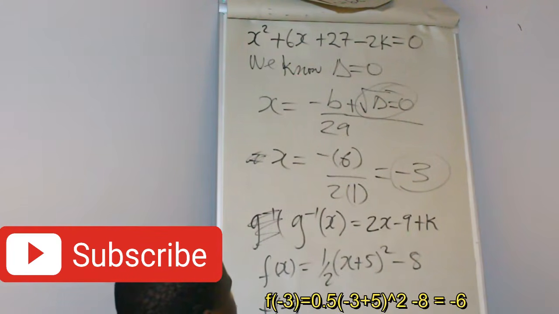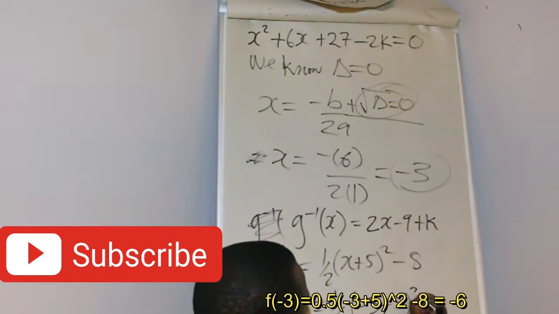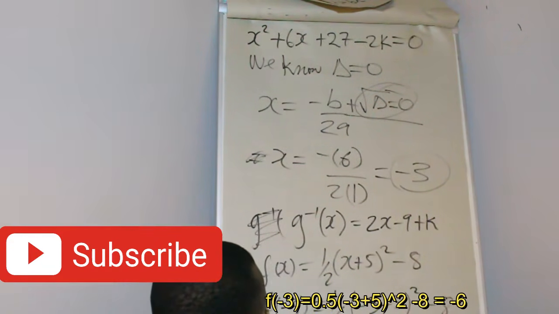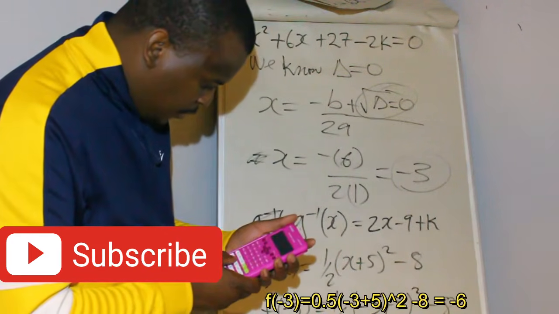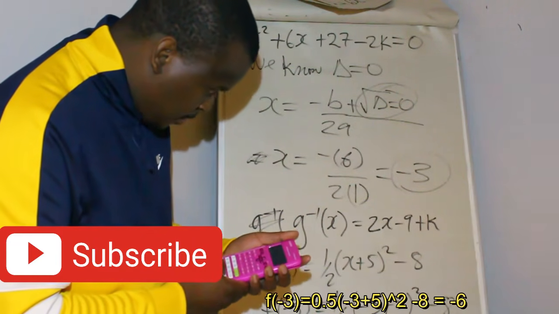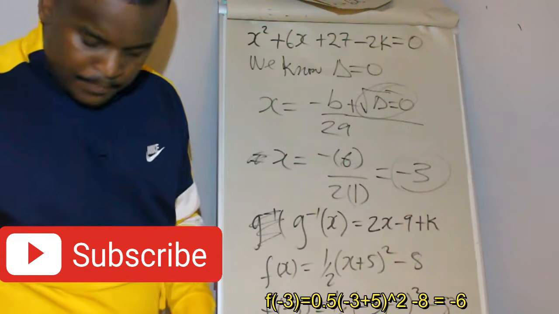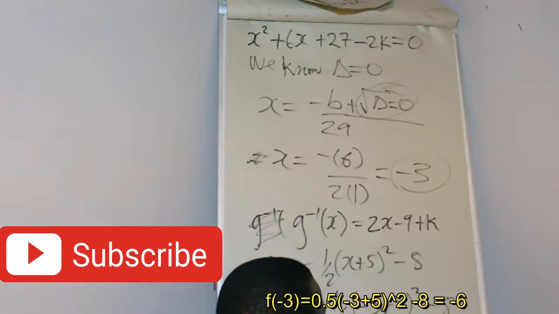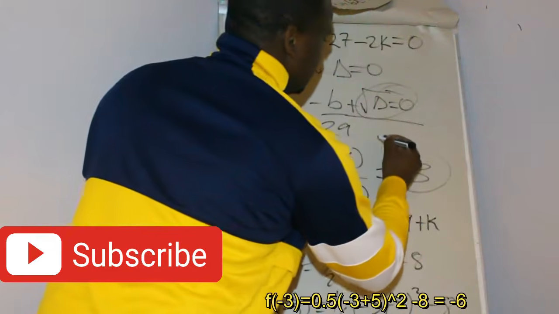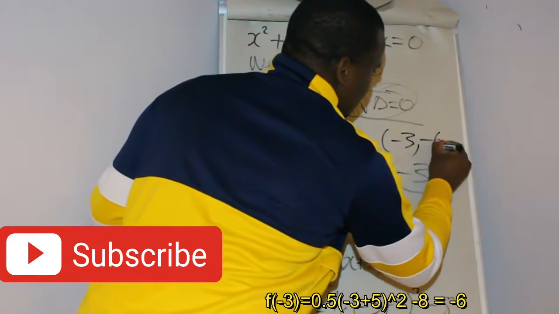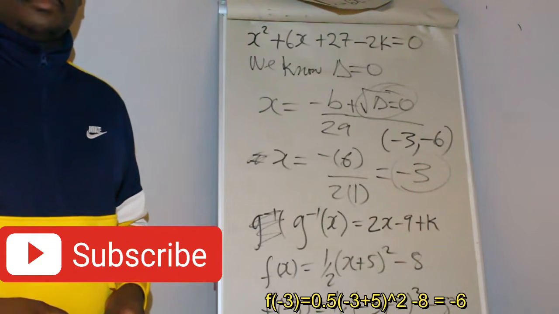So f of minus 3 is equal to 1 over 2 into minus 3 plus 5 all squared minus 8, which is 0.5 times minus 3 plus 5 all squared minus 8. So the corresponding y value is minus 6. If they want the coordinates of that point, your coordinates of the point of intersection are minus 3 and minus 6. This is it. Hope it's clear.